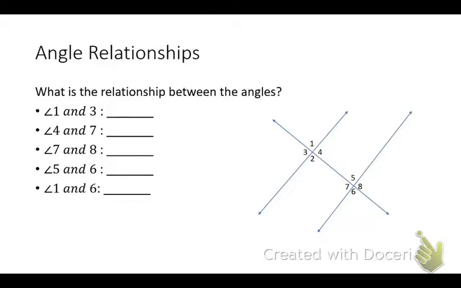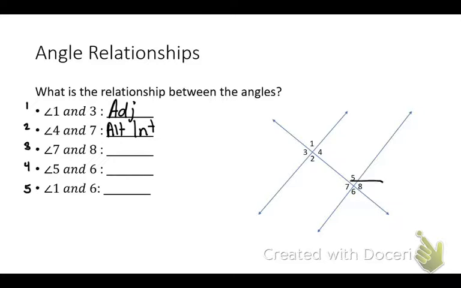All right, go ahead and fill these in, numbers 1, 2, 3, 4, and 5. 1 and 3: what do you notice about their location to each other? They're next door neighbors. They share the common side. That's adjacent. Okay, what about 4 and 7? They're inside the parallel lines, and they cross over the transversal. So that makes them alternate interior.